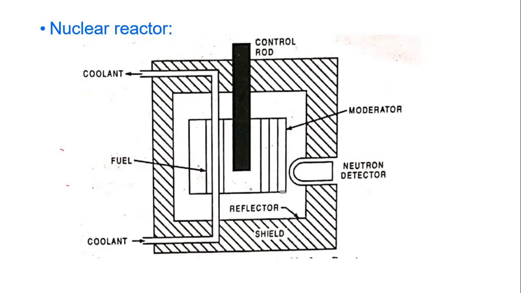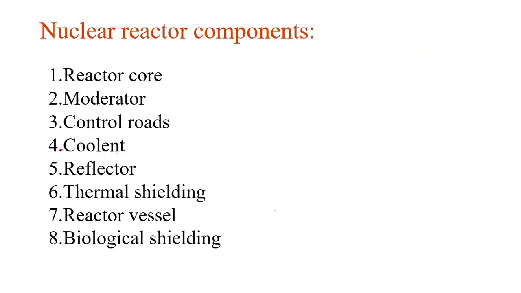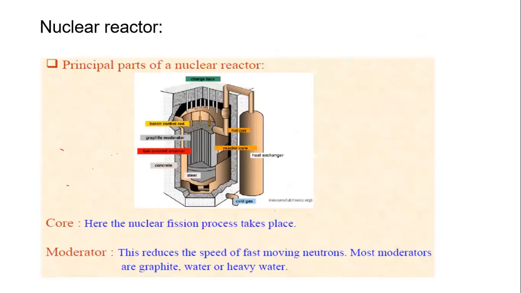The whole reactor is enclosed with this biological shielding. The use of biological shielding is that it absorbs the neutrons and also the harmful radioactive beta and gamma particles, which are harmful to living organisms. These are the various parts in the reactor. These eight are the reactor components or reactor parts.